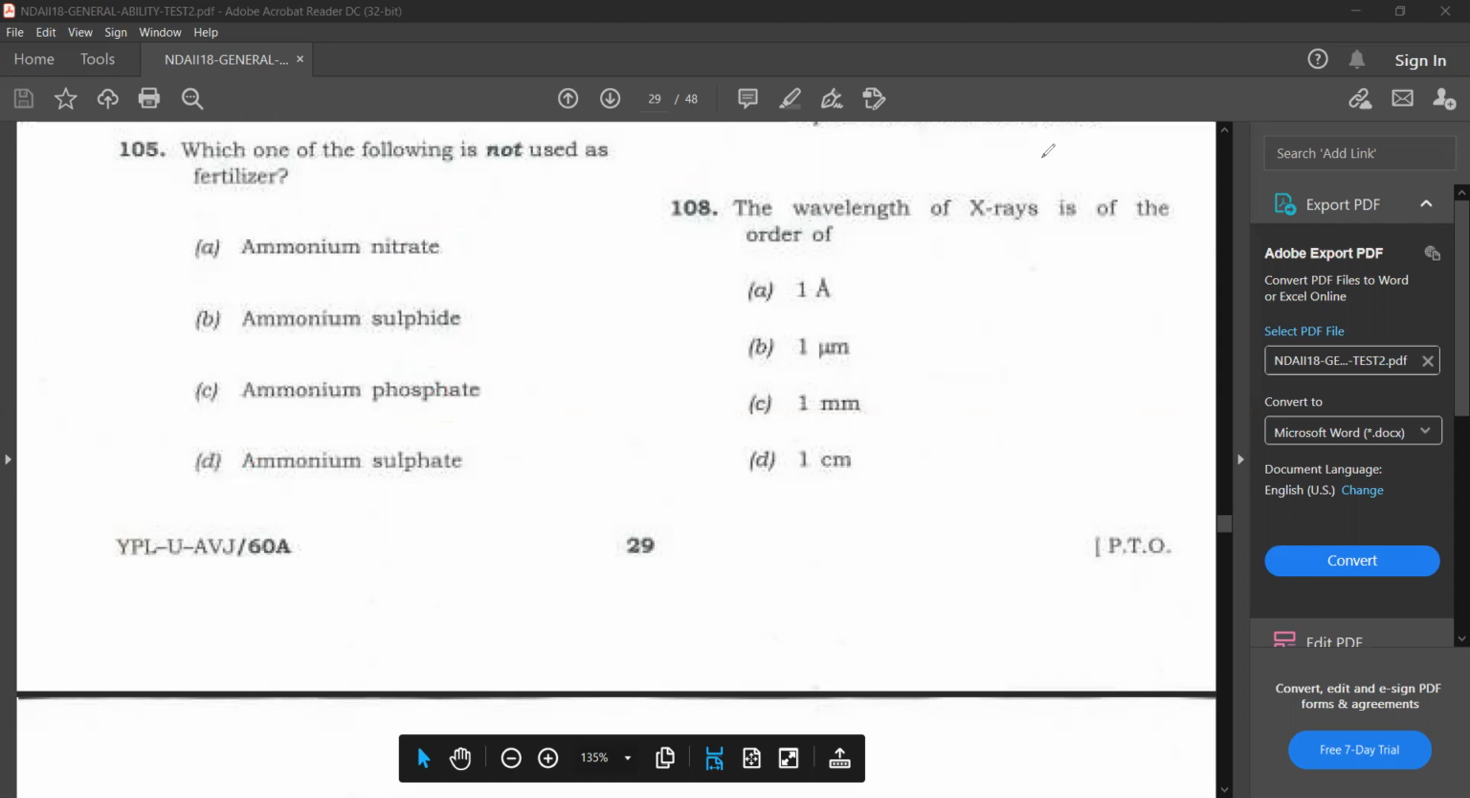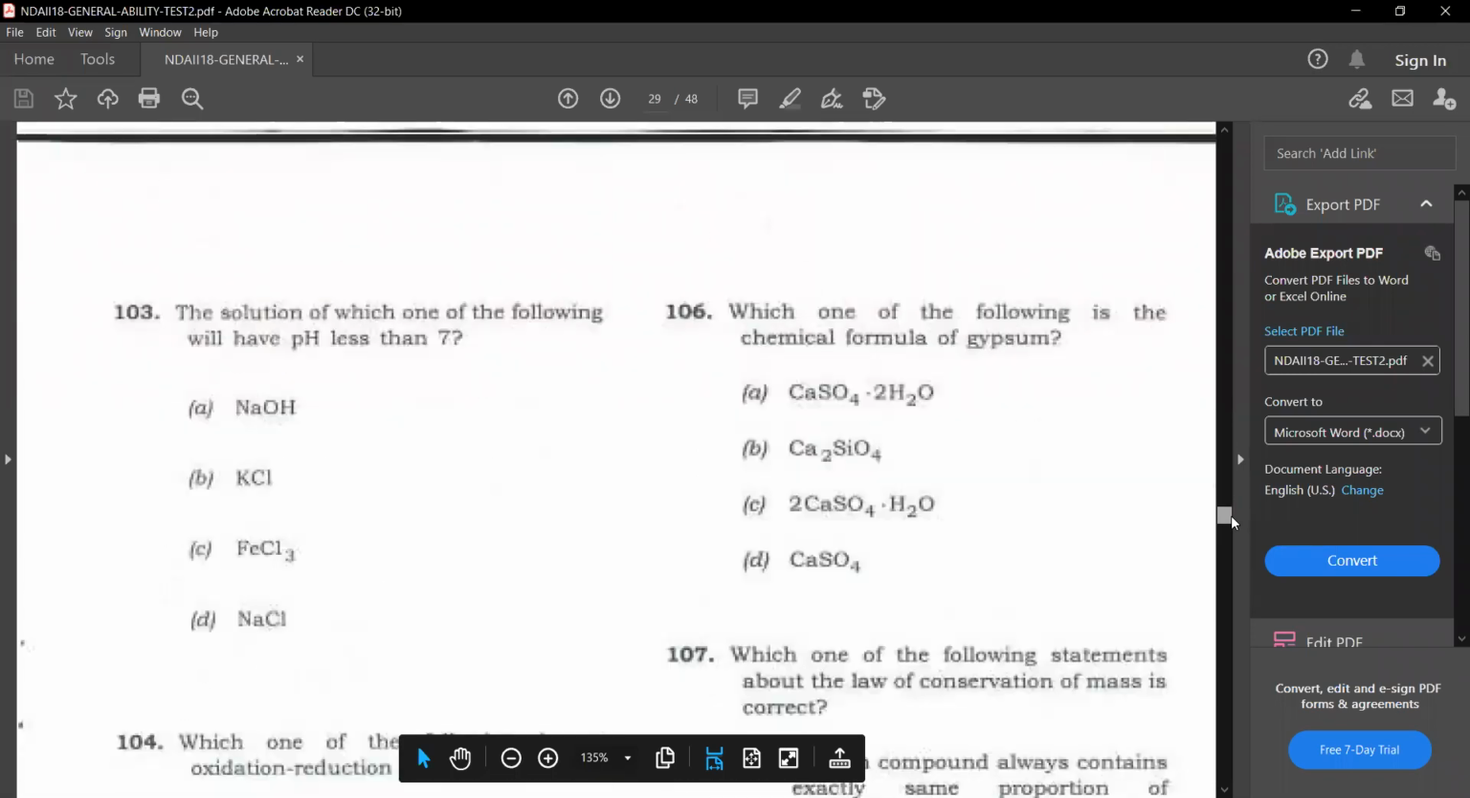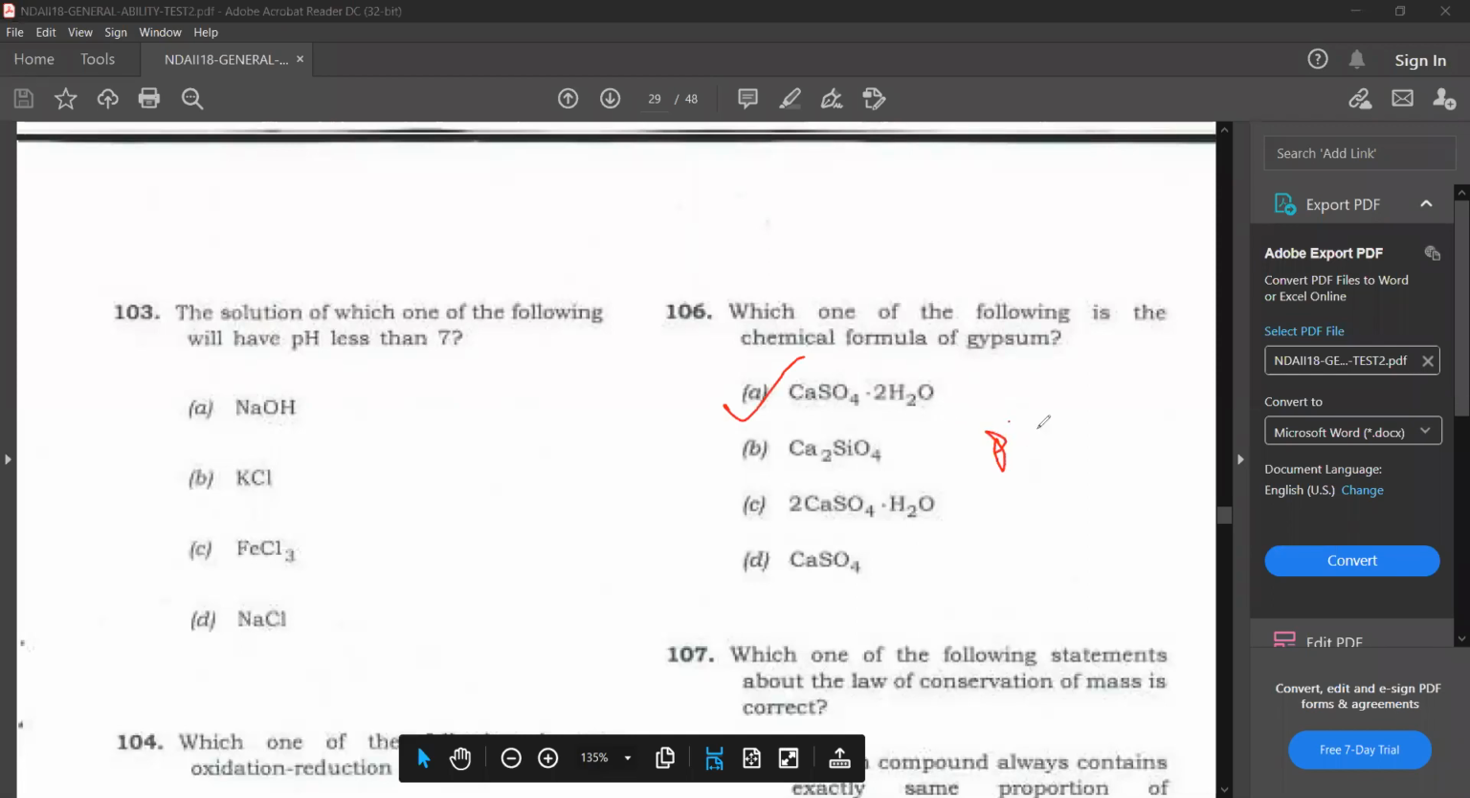Next question. Which one of the following is the chemical formula of gypsum? The chemical formula of gypsum is calcium sulfate 2H2O. That is the first option. So this is gypsum. Now, plaster of Paris is calcium sulfate hemihydrate, that is half H2O. That is plaster of Paris. Here they are asking gypsum, that is calcium sulfate 2H2O.